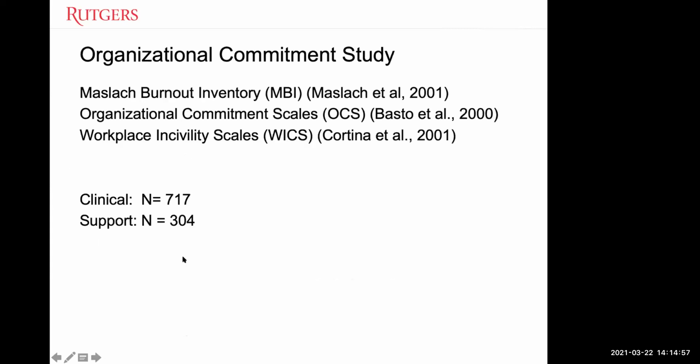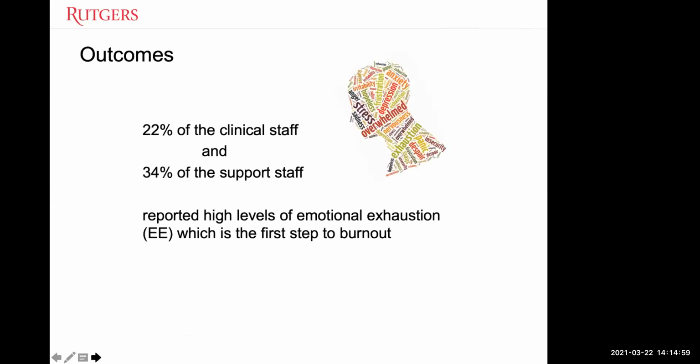So we did a very large study, over 1,000 people, clinical and support staff. And we found 22% of the clinical staff and 34% of the support staff, like housekeeping and food service and maintenance, things like that, reported high levels of emotional exhaustion. And so it's all around us, right? So 22%, nearly a quarter of the clinical staff in these institutions, are suffering from at least the beginnings of burnout.